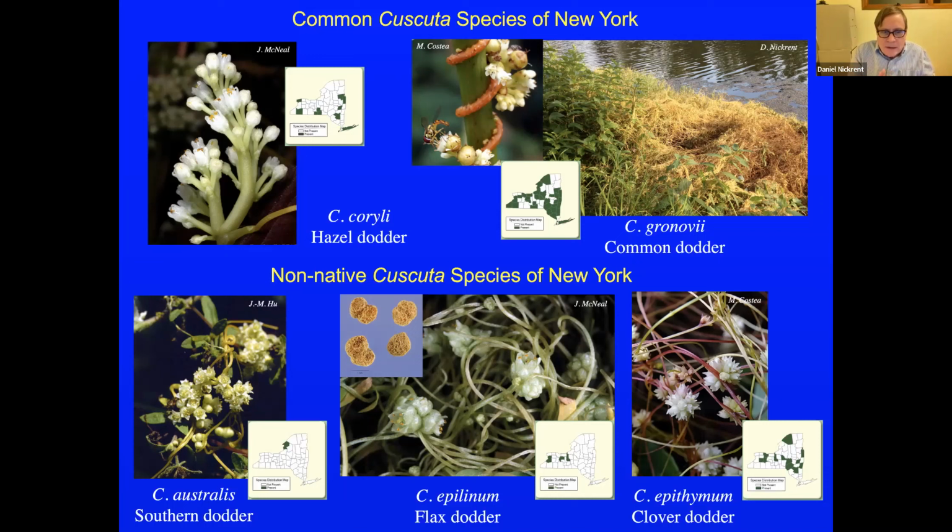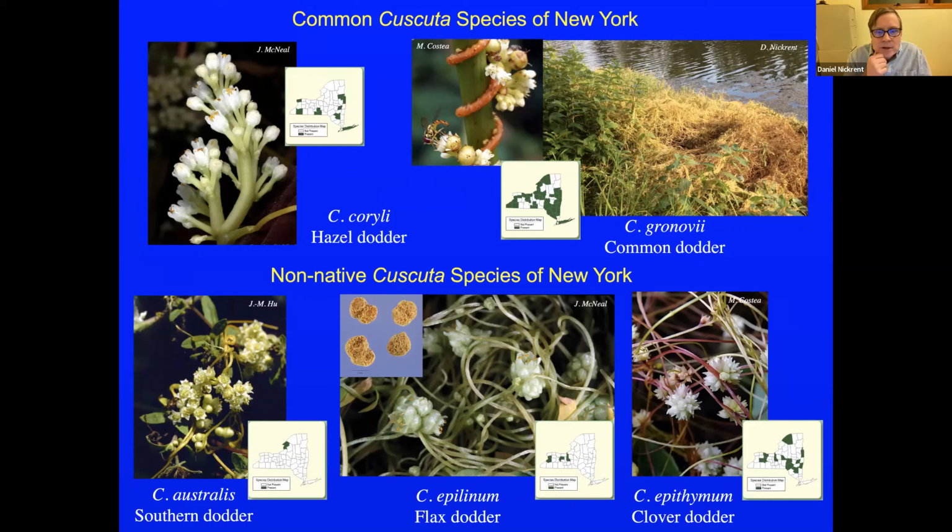And then these are non-native ones down at the bottom, by the way. They're introduced. So epilinum, upon linum, linum is flax. So that's that one. And epithymum on thymus, right? So this is a European one I've actually seen in Spain, but it's been introduced to New York. We don't have that one in Illinois here. So I'm going to have to go out and see your Cuscuta epithymum.